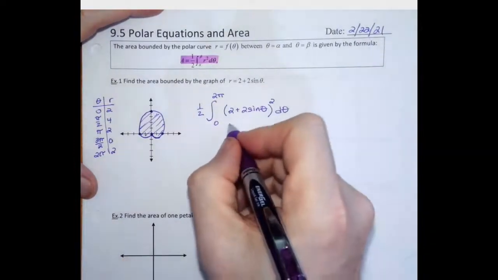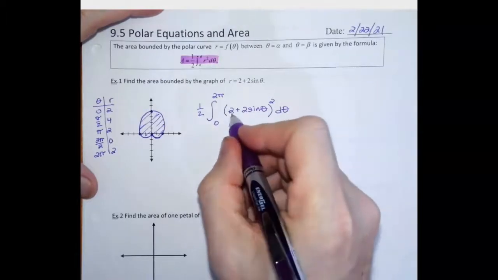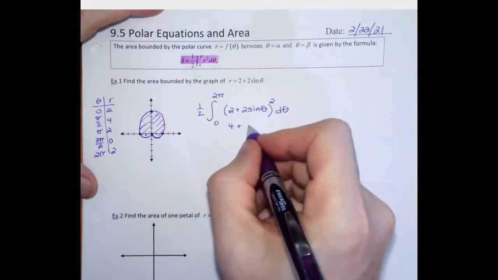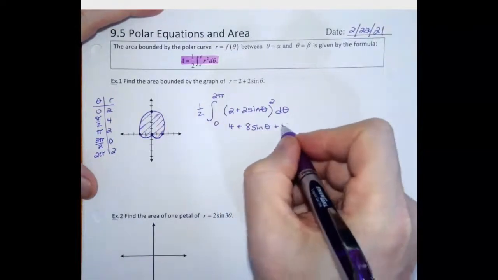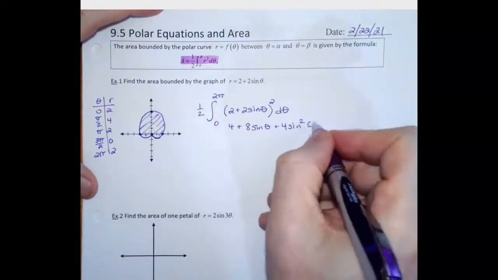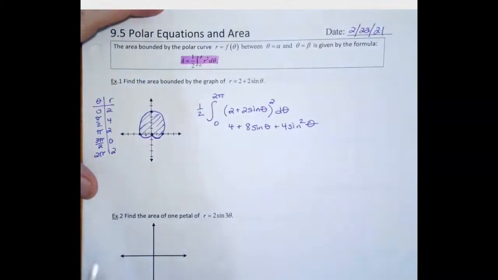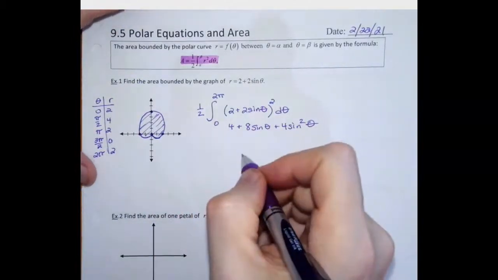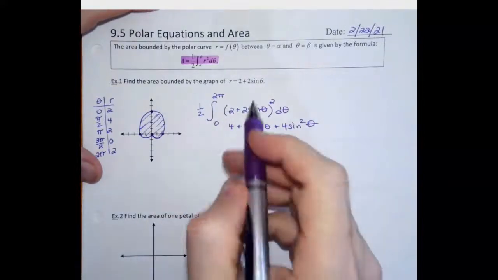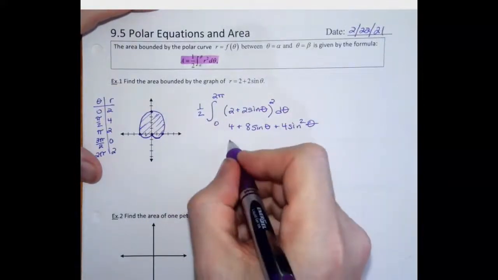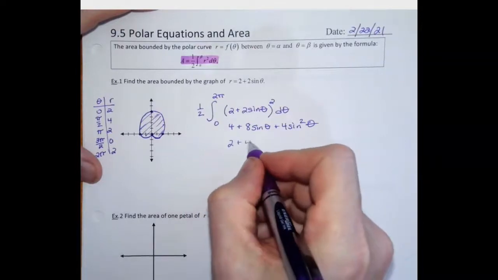Okay, so that's going to be 4 plus, if we multiply this together and double it, that's going to be 8 sine theta, and this will be 4 sine squared theta. Okay. So because these are all even, I'm going to go ahead and distribute that 1/2 and just multiply it through there and make those numbers smaller.